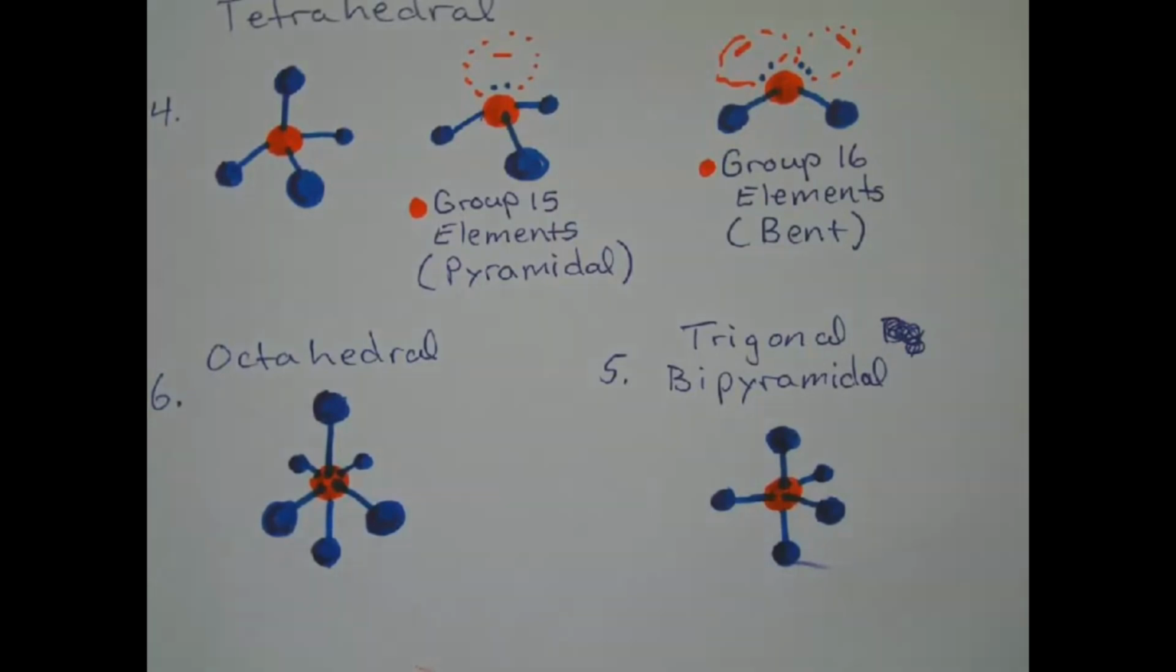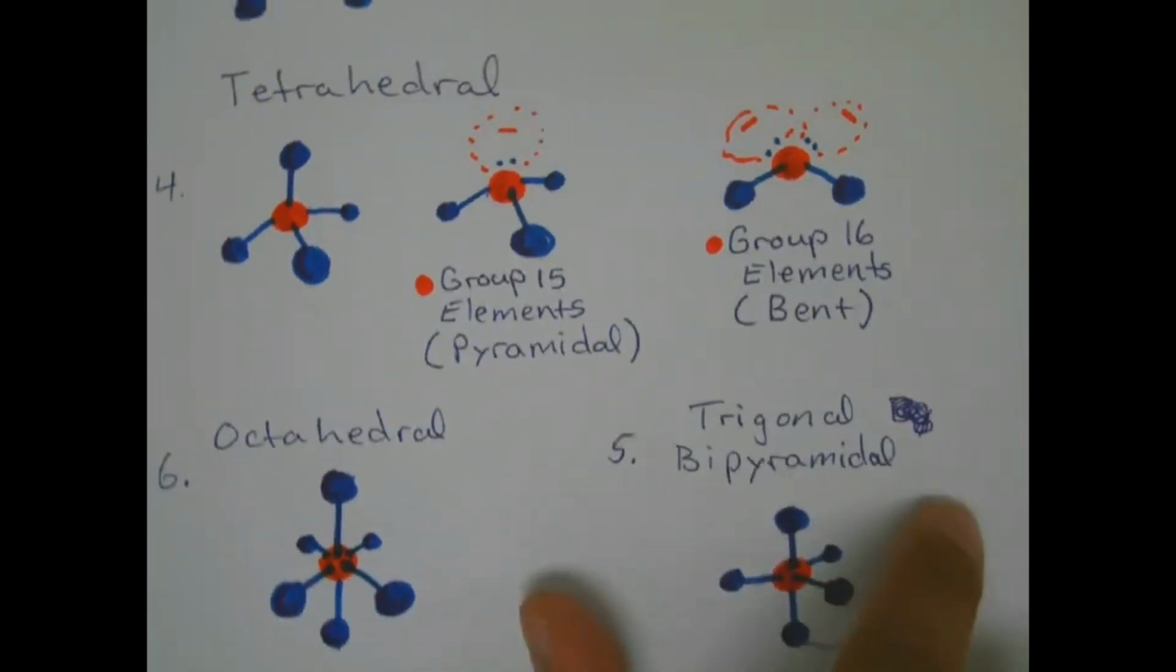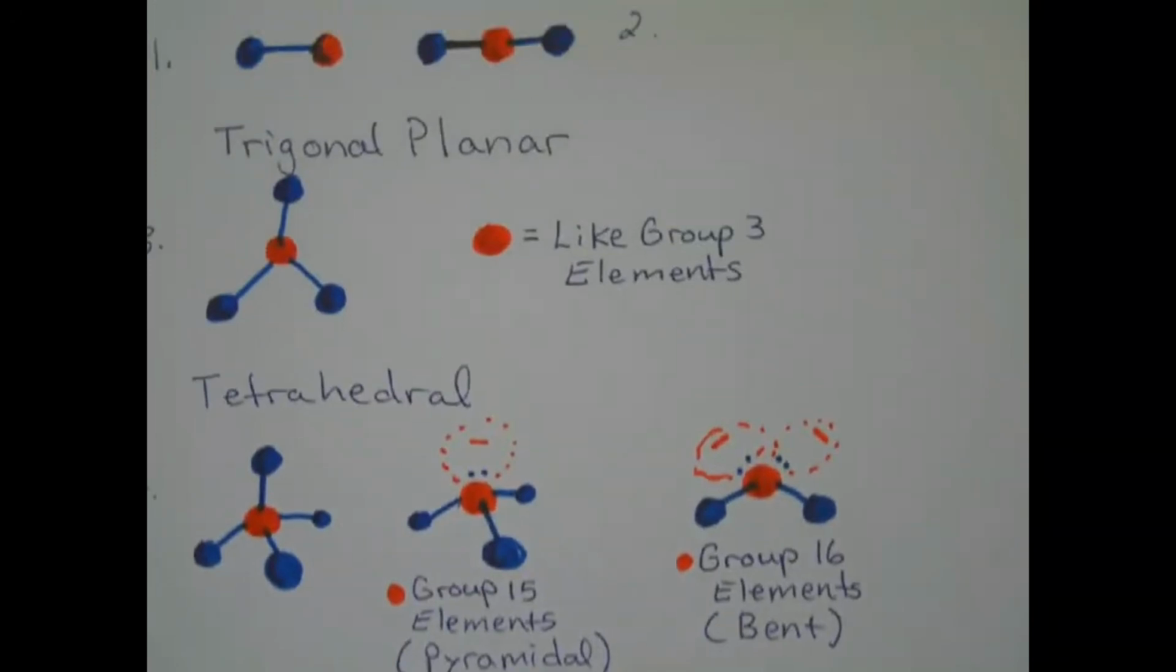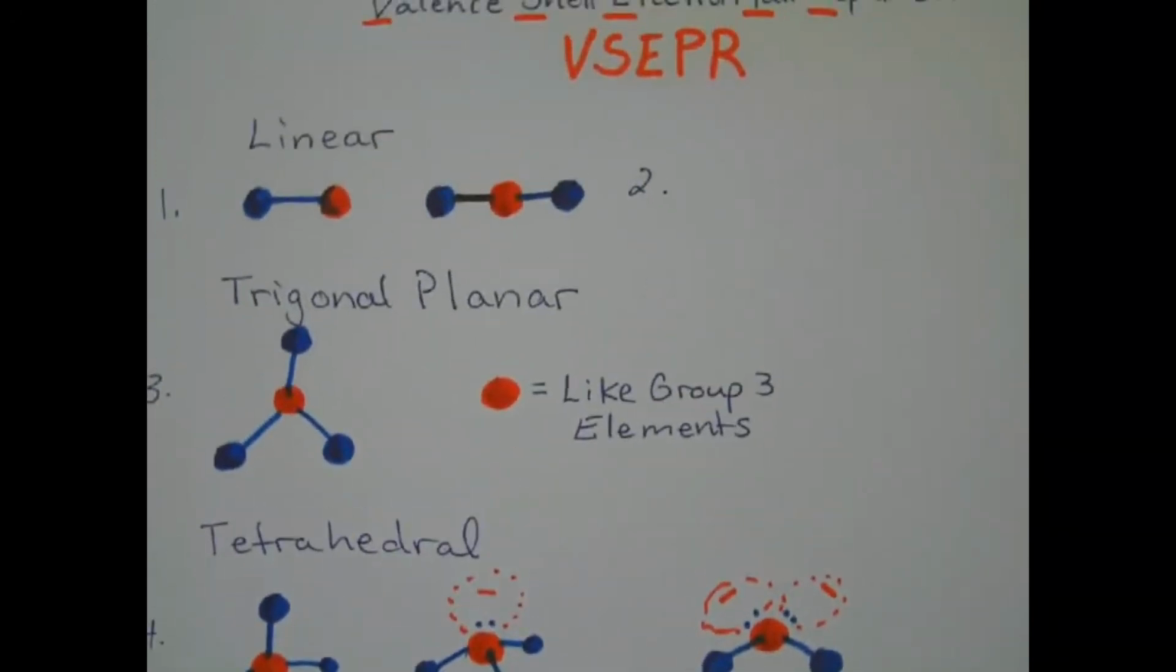And guys, this is valence shell electron pair repulsion. I hope this helps you, and I hope you understand why these molecules take these shapes. It's only because they are all happy, they have all their electrons, and they're trying to get as far away from each other as possible.